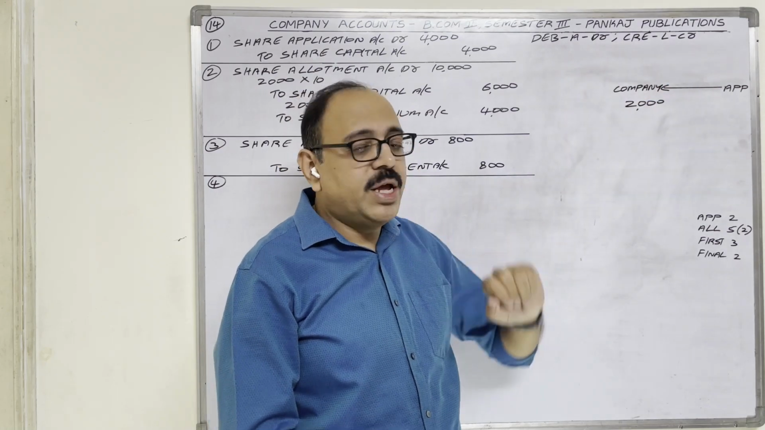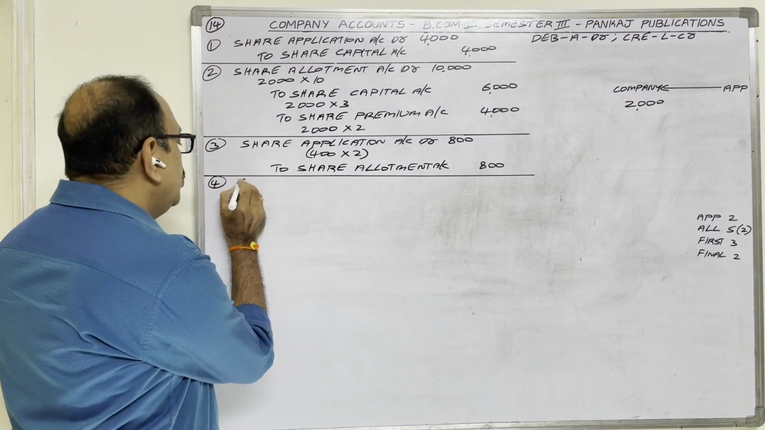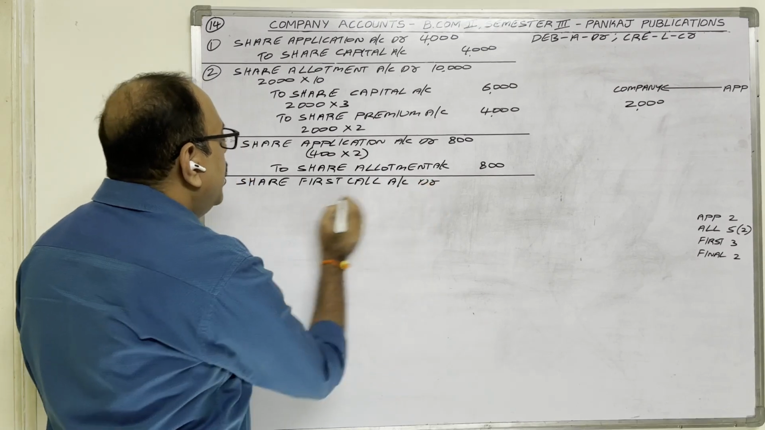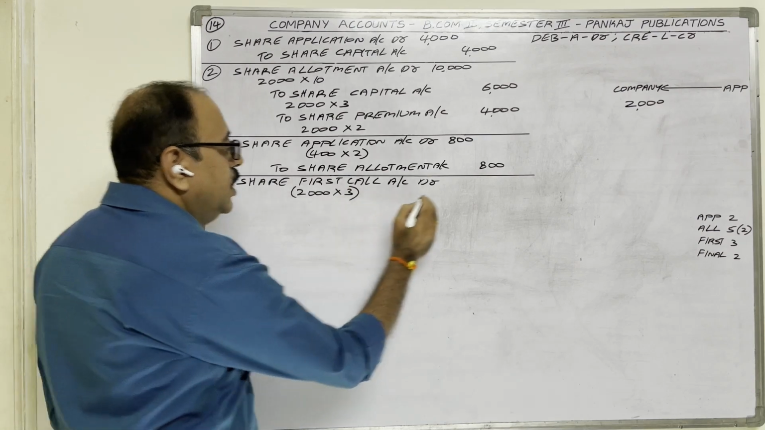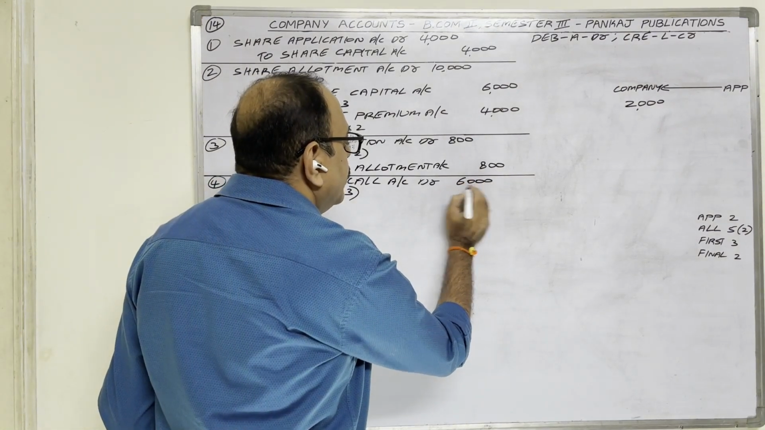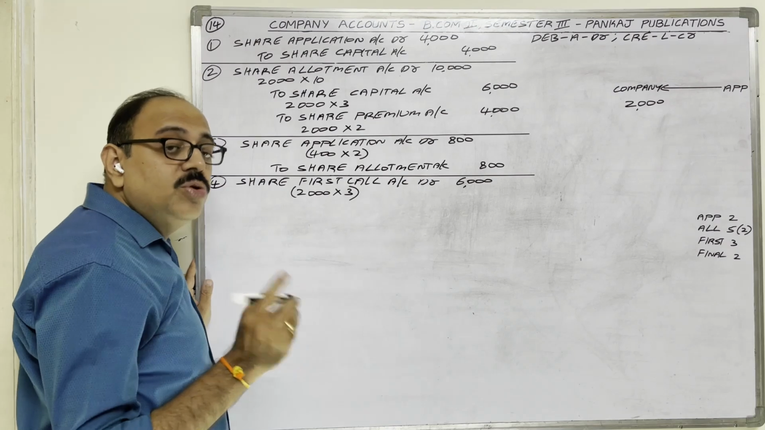Instead of debiting applicants' names, we debit share first call account. Share first call account debtor. On 2000 shares at the rate of 3 rupees each, 6000 should come. That amount we are transferring to share capital.